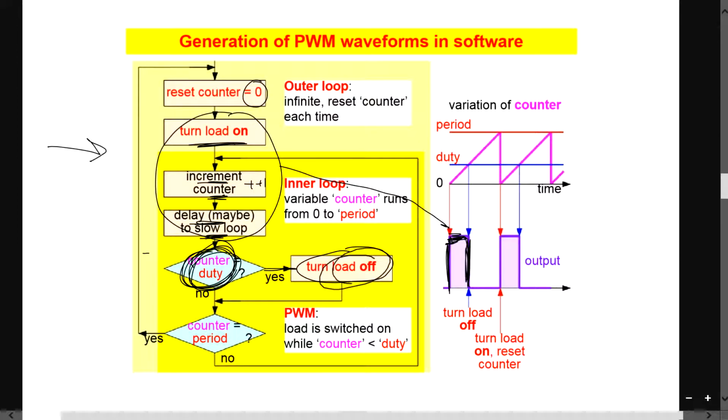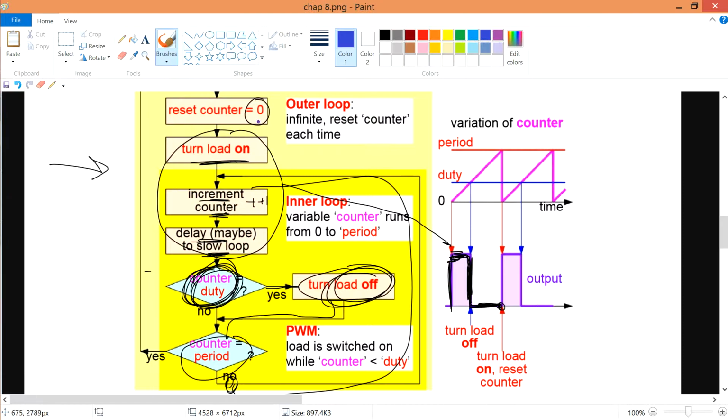Alright, over here this is off. Alright, and the loop goes on. Alright, and this will go on over here, and the counter period is equal to your period. Alright, so if it reaches here, if it's equal to your period, no, then you will loop back up, and yeah, I'll just repeat again.